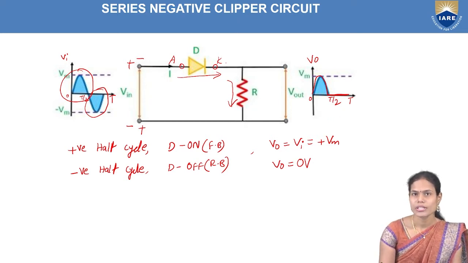So the name itself indicates it is a series negative clipper. Series means both the diode and resistor are in series, and negative clipper means it is removing the negative portion of the applied input waveform. So that's why it is named as series negative clipper.